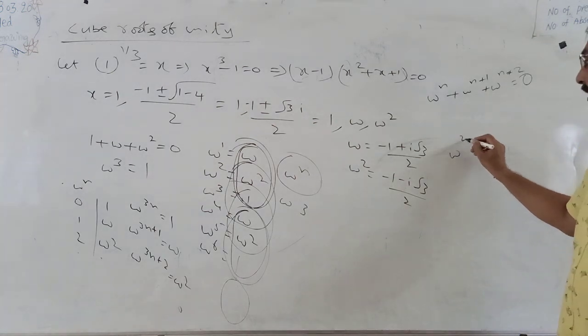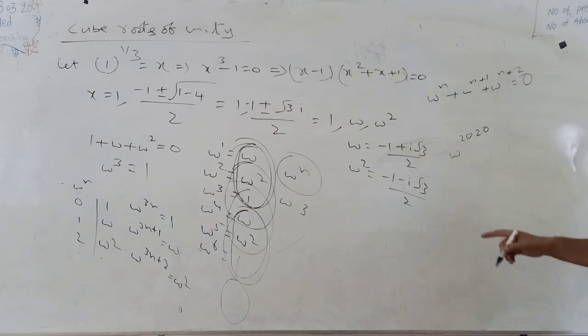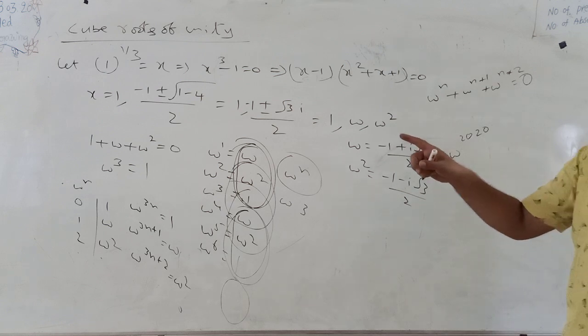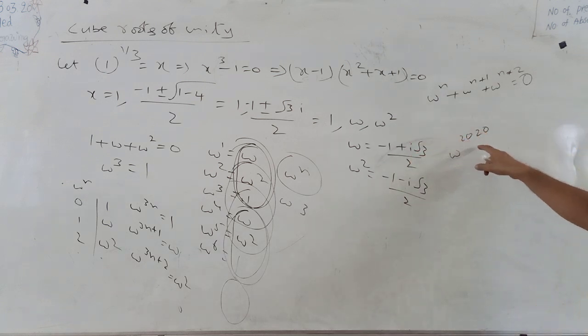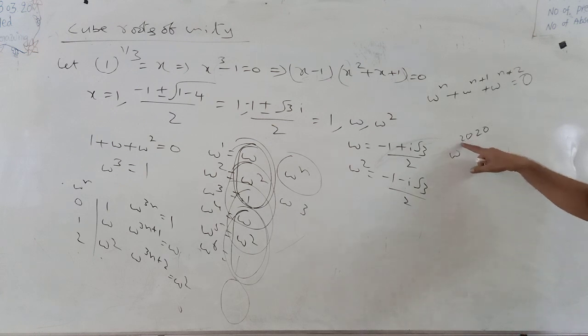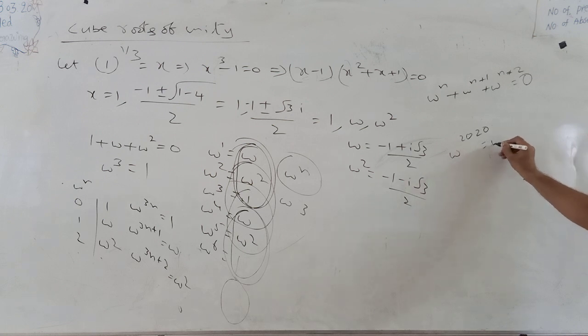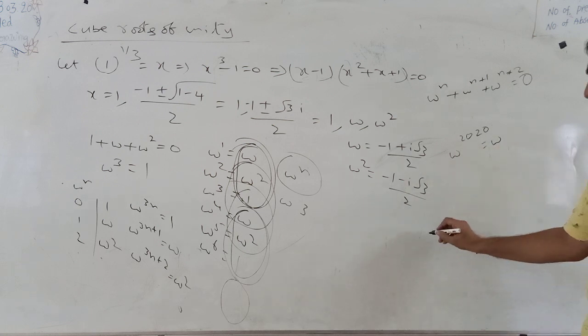Suppose we want the value of omega power 2020. Working rule: we have to divide this power value by 3. Divisibility by 3 condition: if the sum of the digits is divisible by 3, then the number is also divisible by 3. So clearly 2 plus 0 plus 2 plus 0 is 4. When we divide 4 by 3, the remainder is 1. Therefore, its value is omega.